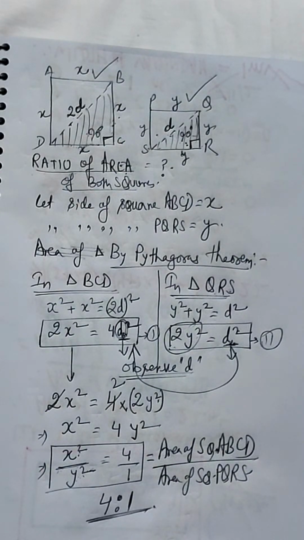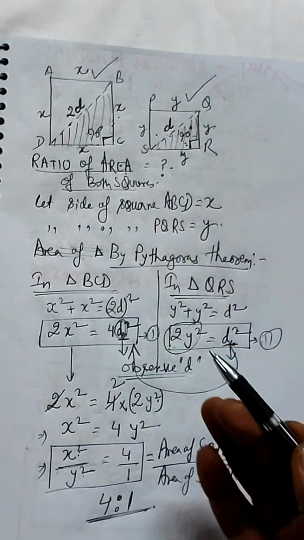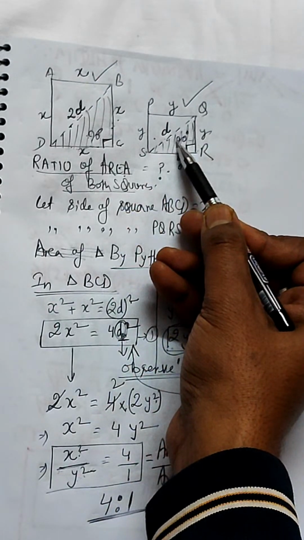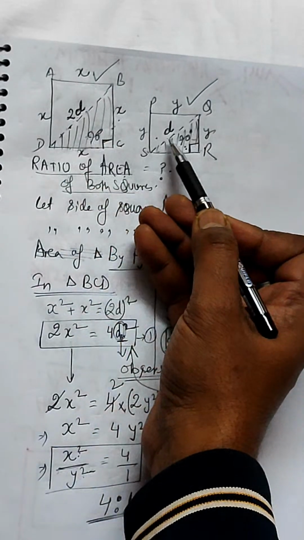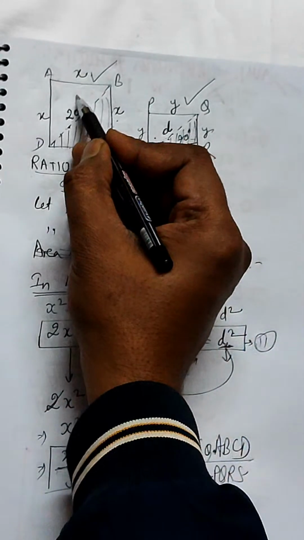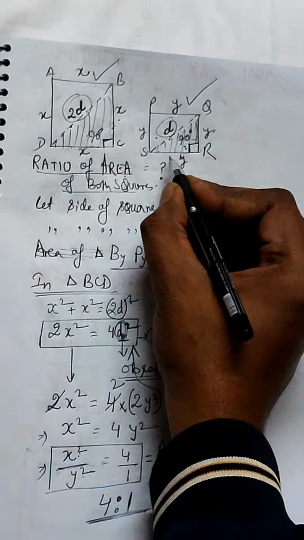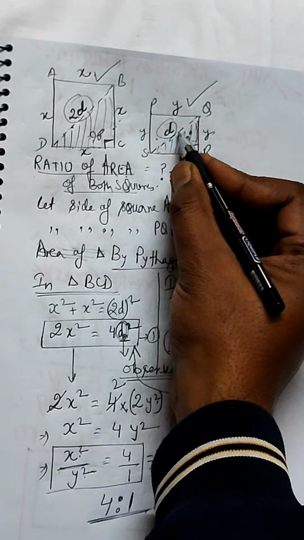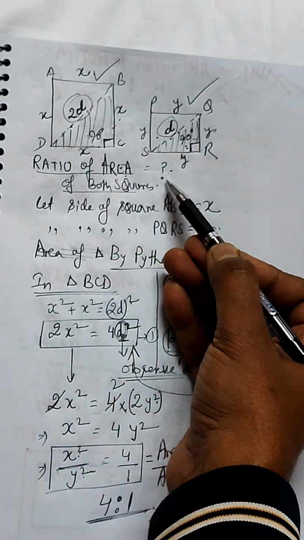So we have taken two separate questions in this class. This was the question. I am just quickly giving a recap of this. Two squares are given to us. One has a diagonal double that of the other square. So this is the only relation given, 2D and D, right? Now we need to find the ratio of the area of both these squares.